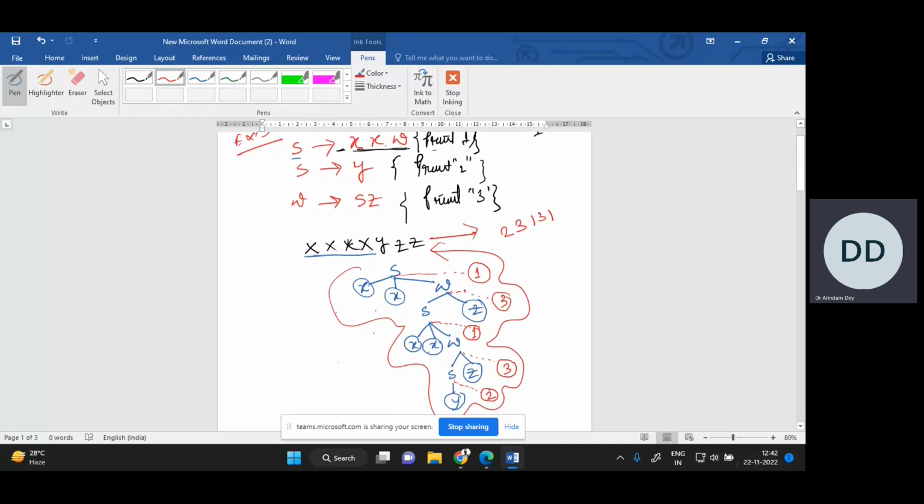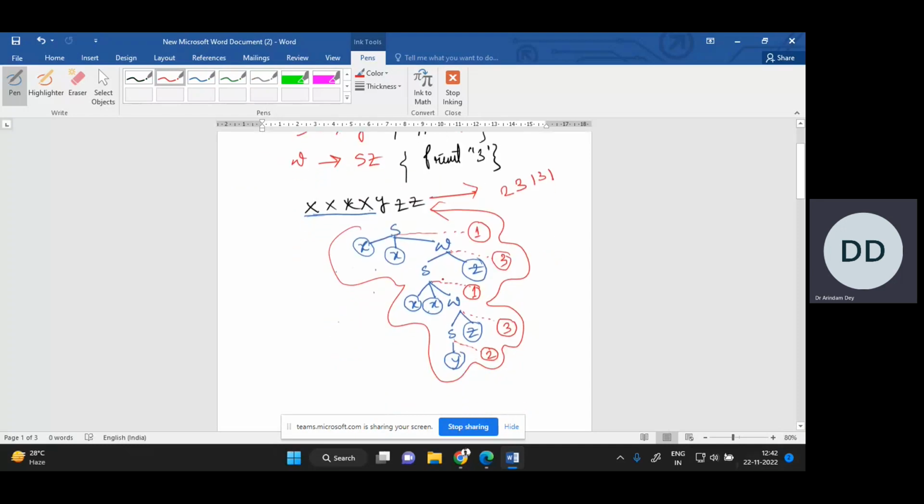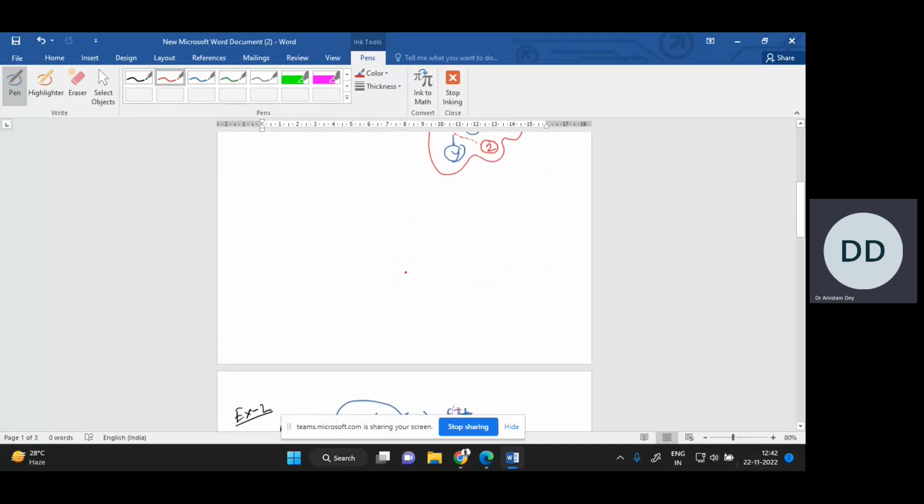Right. Let me take the final example on translation scheme. I hope it will be good for you. These 3 examples are sufficient to generate the expression already I have given here. One more question I am giving you all. You can make a practice of it.